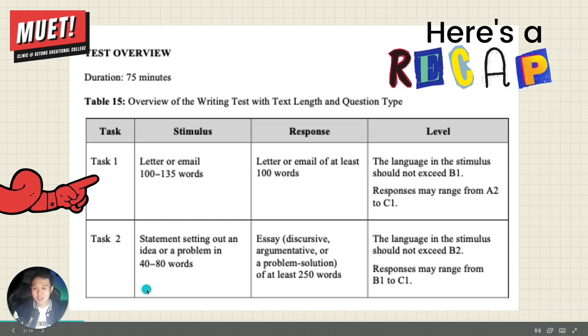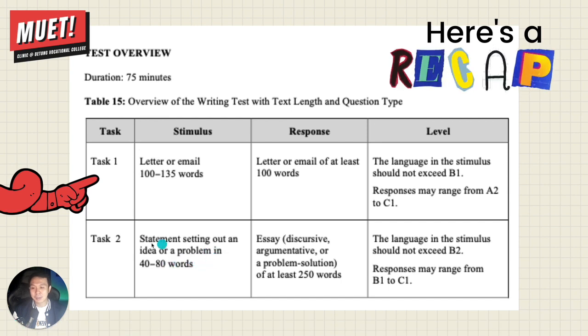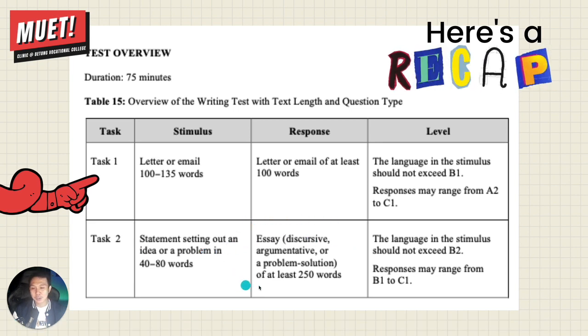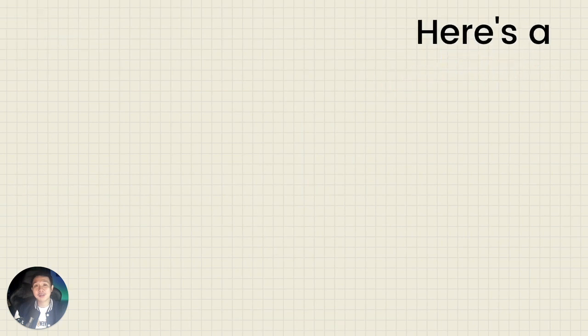As you can see over here, task 2. Statements setting out an idea or a problem. So this is the stimulus given. Later we'll check out what kind of stimulus do they have. And your response is an essay. It could be discursive, argumentative, or problem solution essay, and at least 250 words. 250 words is around 1 paper and a half, or maybe 1 paper depending on your handwriting. Alright, so let's move on to the next one.